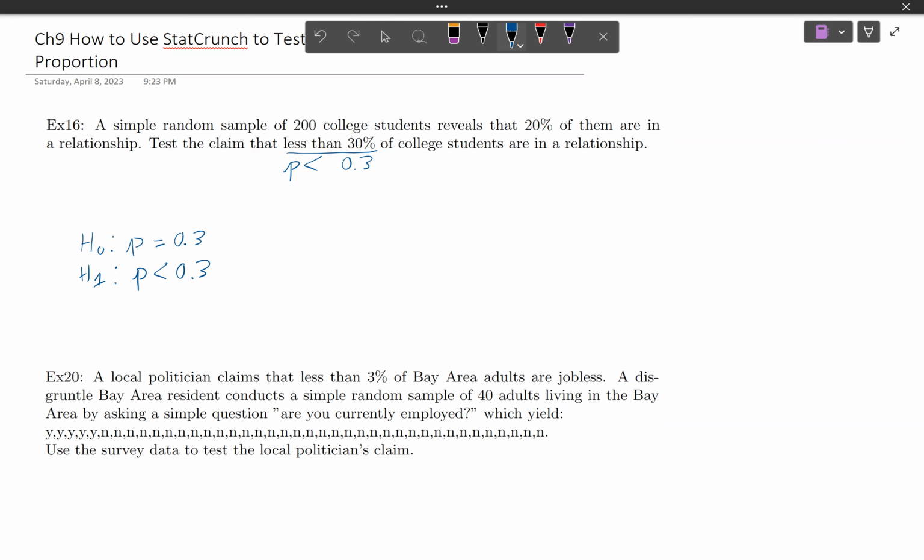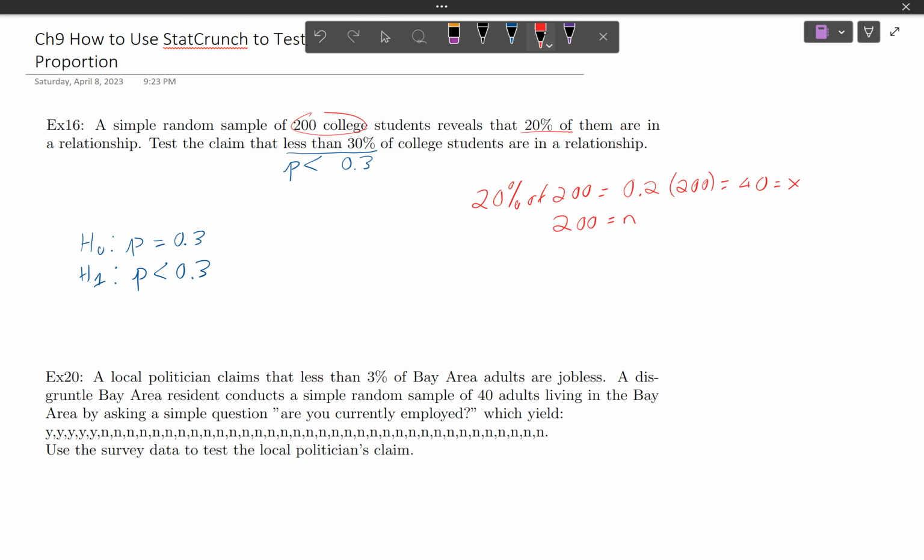We need another piece of information in order to use StatCrunch, and that is 20% of 200. 20% of 200 is the number of successes. So that is 0.2 times 200, which is 40. We know that as X, and the 200 is the number of observations, or the sample size N.